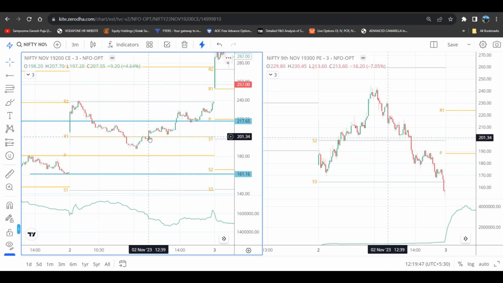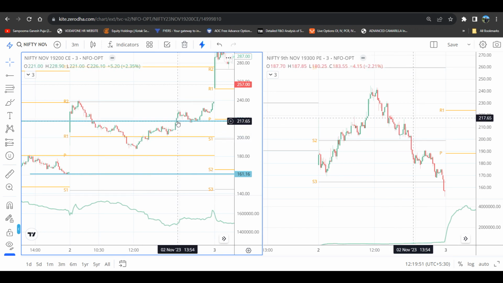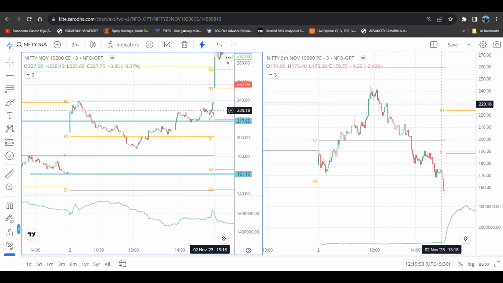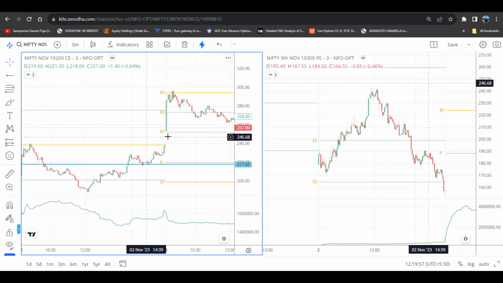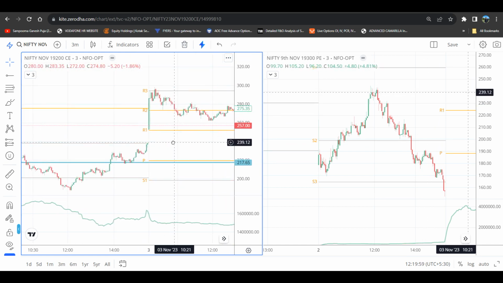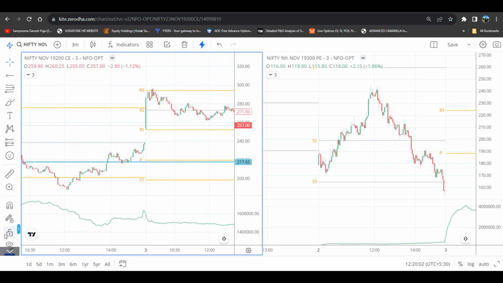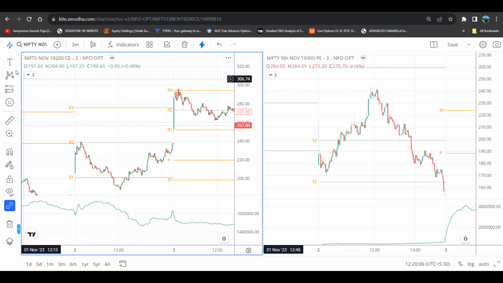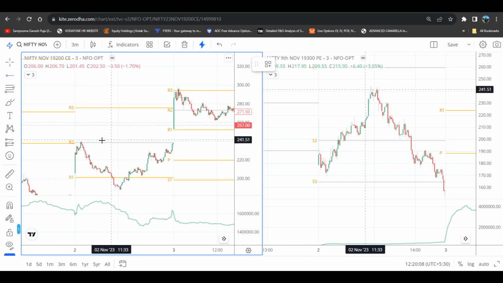So here, if you would have seen, you would have got another entry. First target would have been this, and then look at this, how exactly it has taken the support and it has again gone back to the R2, right? Now look at this, yesterday's range, right? Now look at here, what we are seeing.